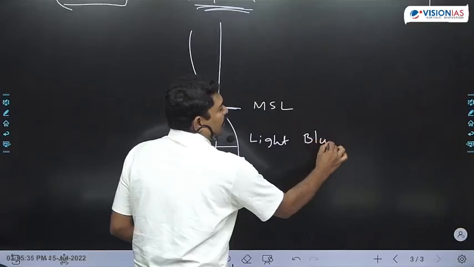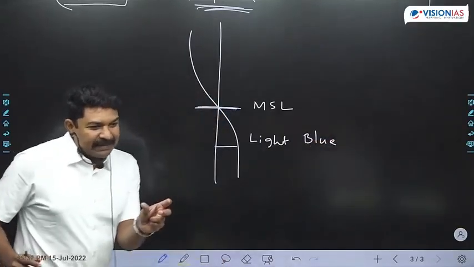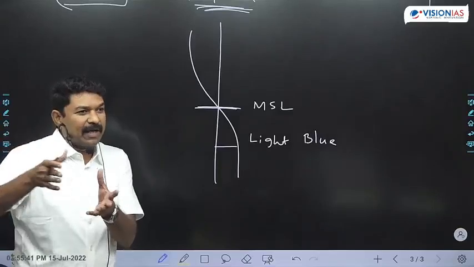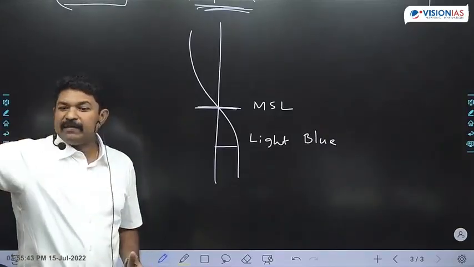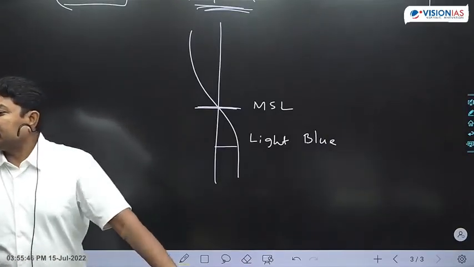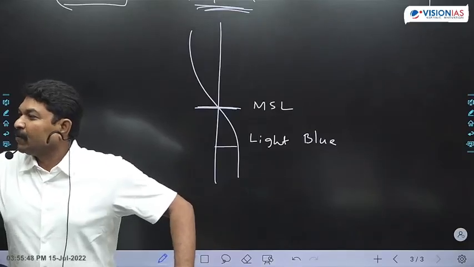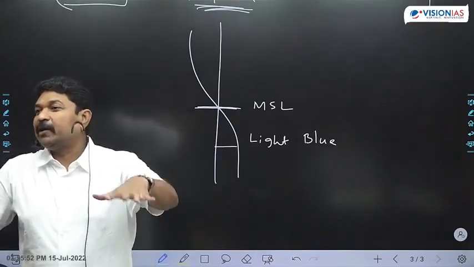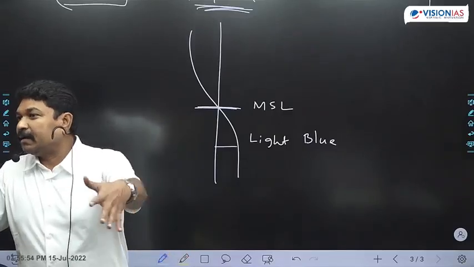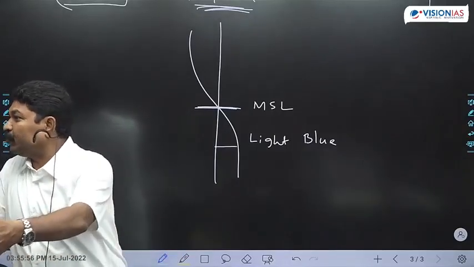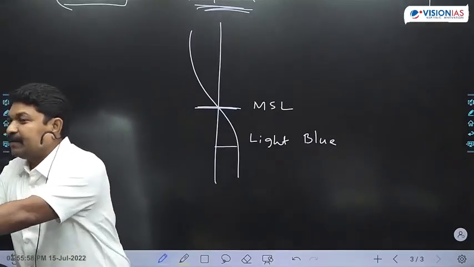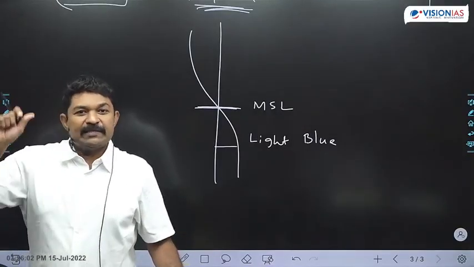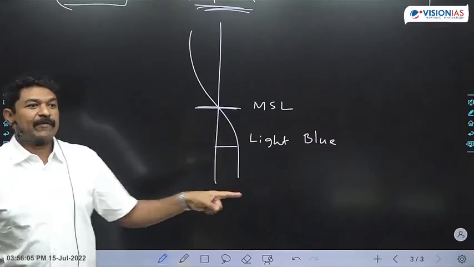Very, very light blue color, just by the side of the continents, in a very narrow area where you can find the very light blue color. What do you mean by very light blue color? Nothing but all those areas are the shallow depths. Maybe less than 100 meters, maybe less than 200 meters, maybe less than 300 meters, according to the scale. Whatever the number that is given in the scale, like if it is given like 500 meters, less than 500 meters.